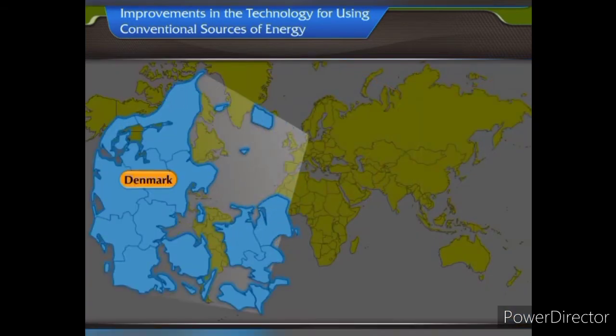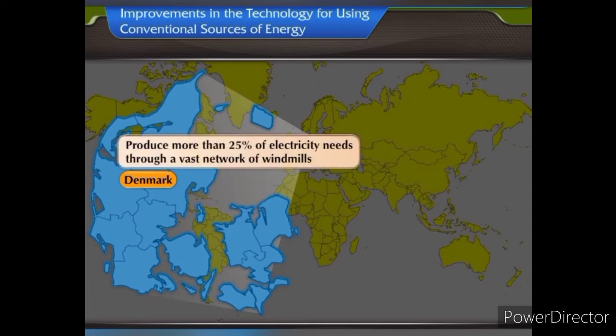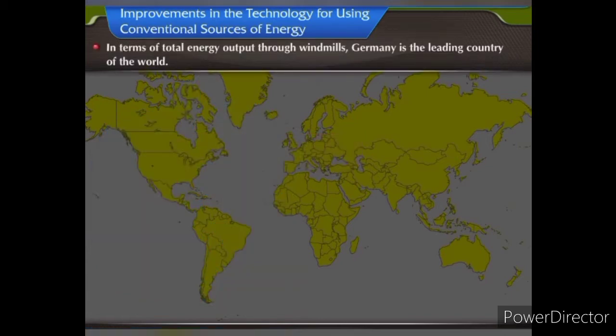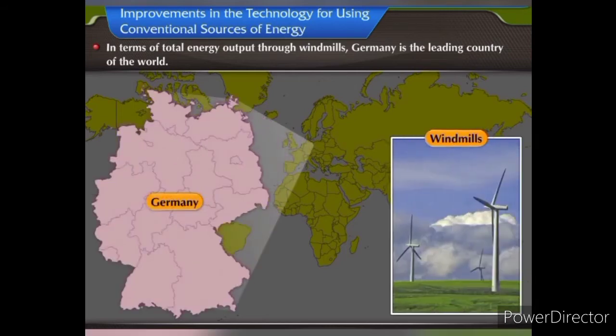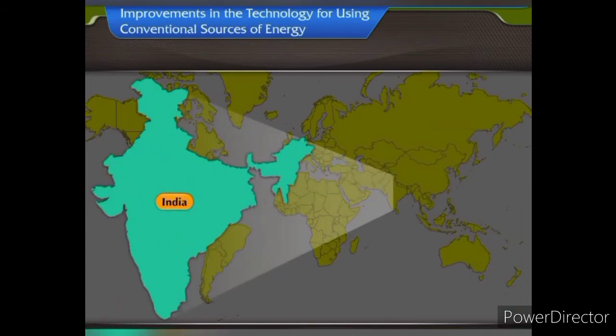Denmark is called the country of winds. It is because they produce more than 25% of their electricity needs through a vast network of windmills. In terms of total energy output through windmills, Germany is the leading country of the world. Our country is ranked 5th in harnessing wind energy for the production of electricity.